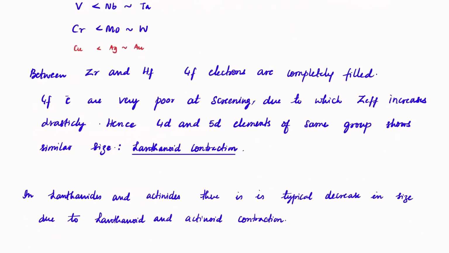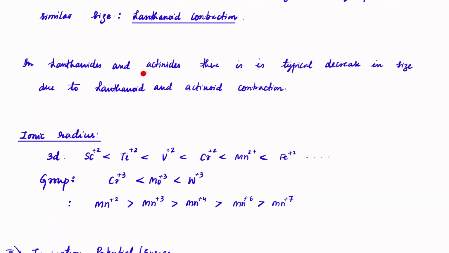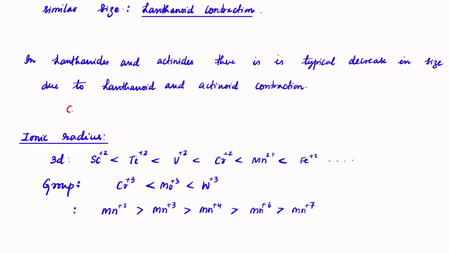Done. I have written it here. What is lanthanoid contraction? You can see in lanthanoids and actinides, there is a typical decrease in size due to lanthanoid and actinoid contraction. From left to right, the size will always decrease. That means if you take it from cerium towards lutetium, or thorium towards lawrencium, in these cases the size decreases. Here also size decreases. Got it?